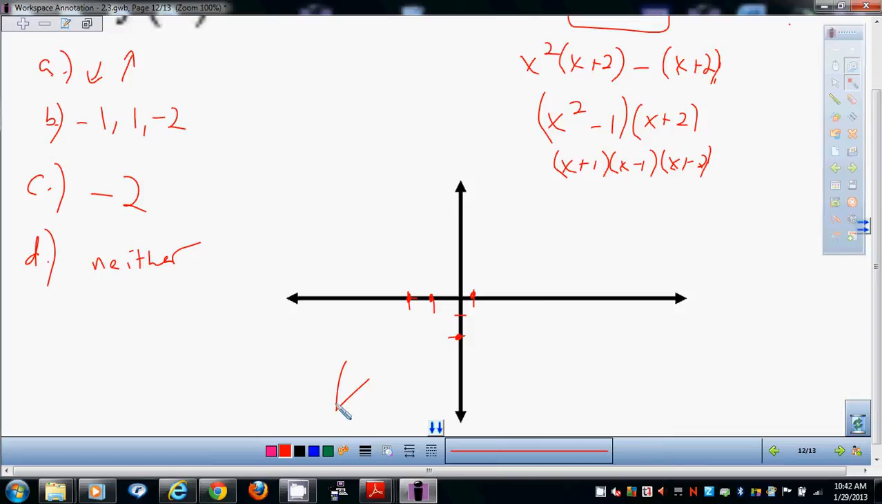You went through all your x-intercepts. You went through your y-intercepts. It didn't have any symmetry for you to worry about. And yeah, that covers everything. And there's your behavior. And there's a sketch of that function.